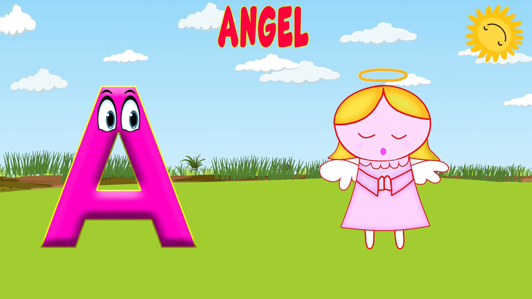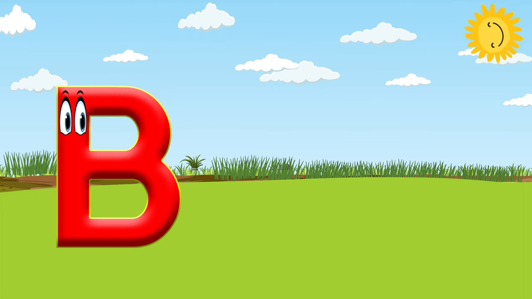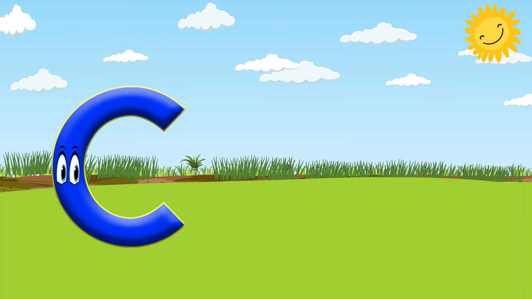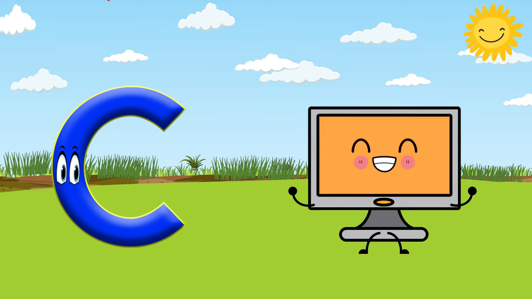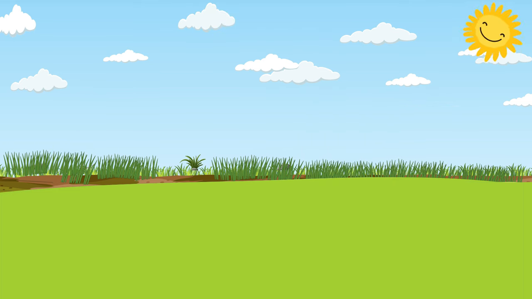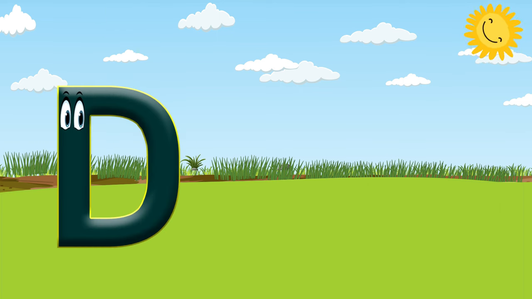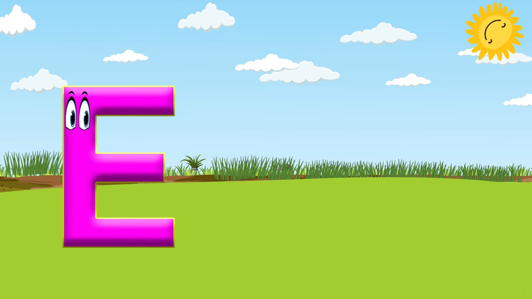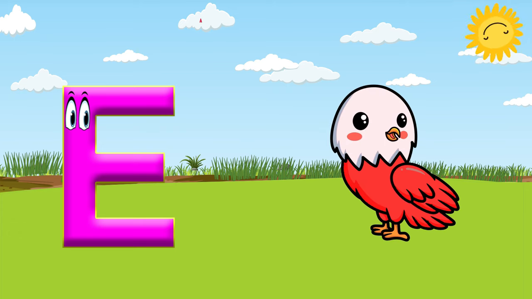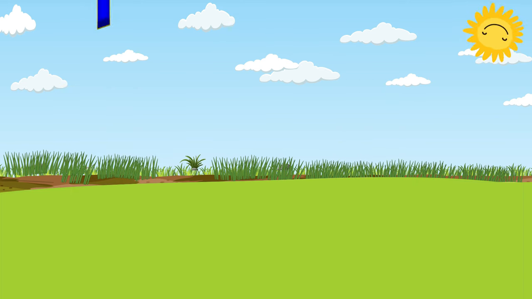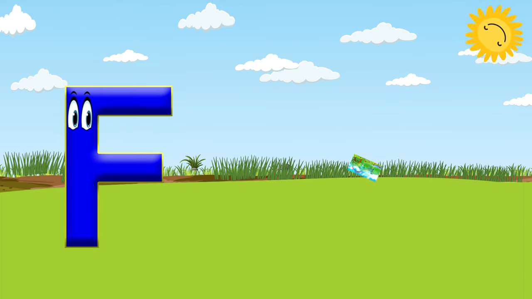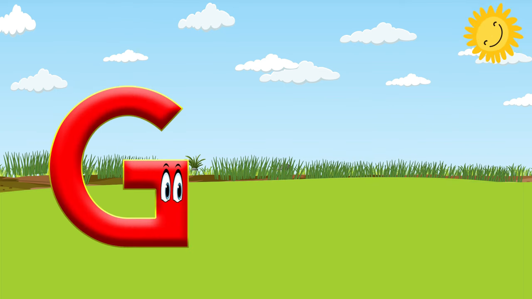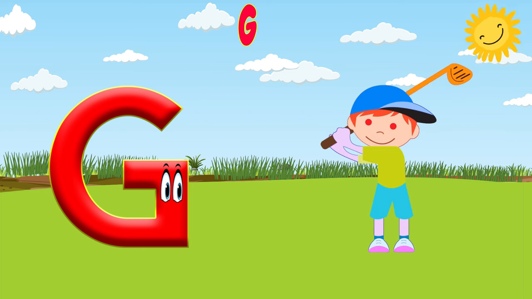A for Angel. B. B for Bee. C. C for Computer. D. D for Door. E. E for Eagle. F. F for Forest. G. G for Golf.